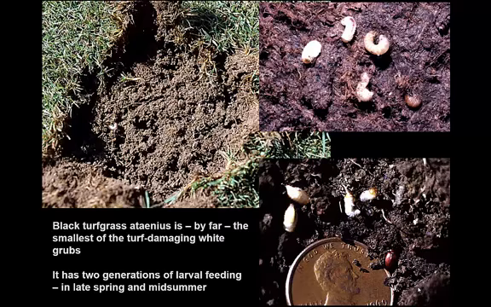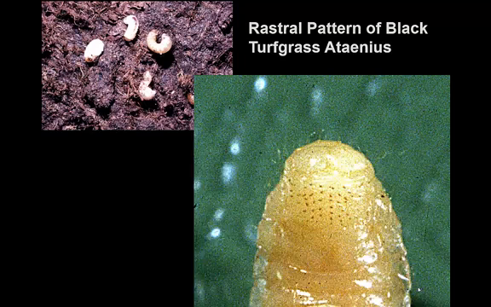The adults will come out at dusk. You might see these small black beetles flying all about, and it has 2 generations a year. So you're going to have a first generation of adult flight coming out sometime, often after about peak bloom of common lilac, and then you'll have a second flight of the adults in midsummer. And as always, there is a rastral pattern that's associated with this group, and they're a little different. Black turfgrass Ataenius, again, is mostly an issue on golf courses, and it is also quite erratic.